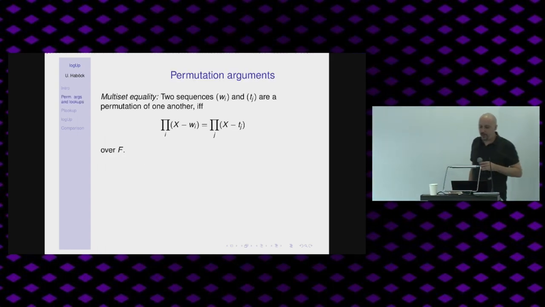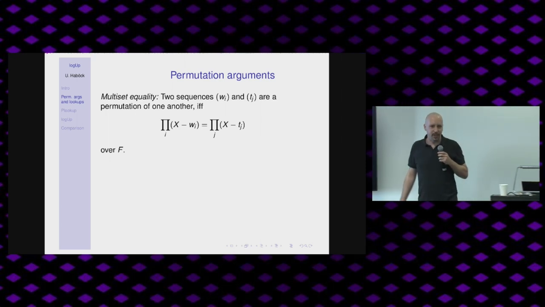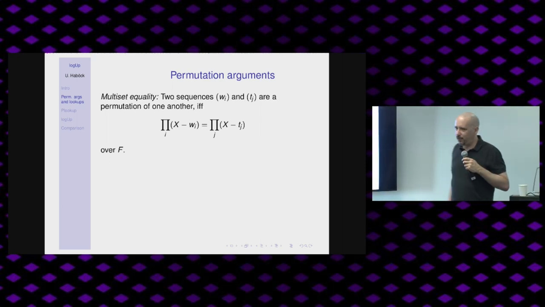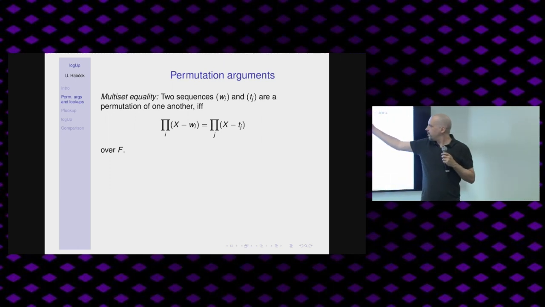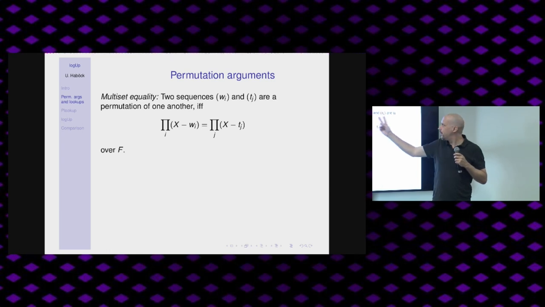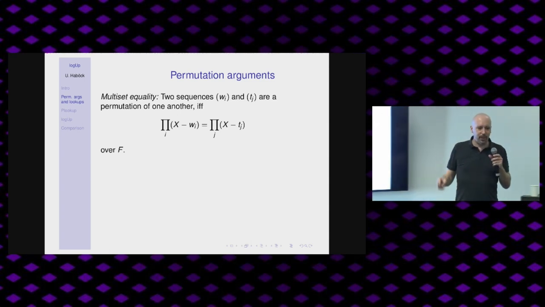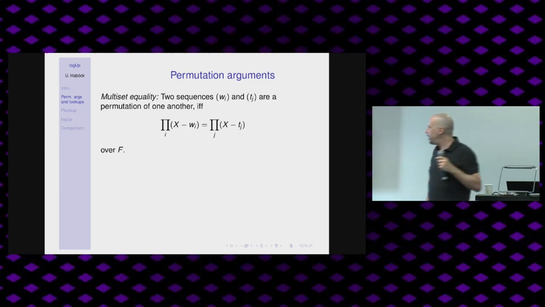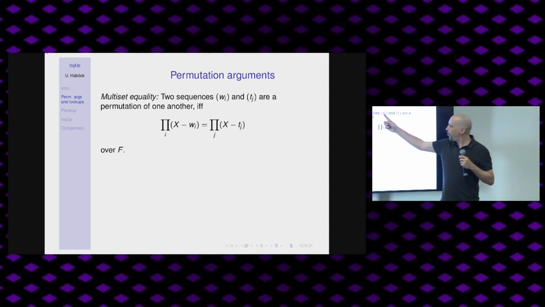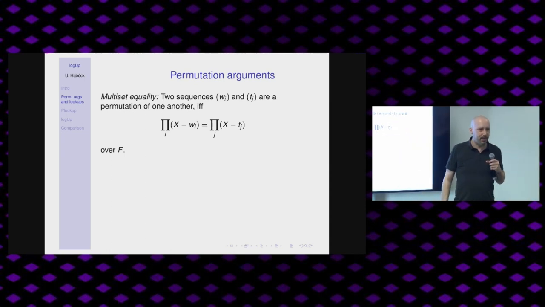Okay, so multiset checks, permutation arguments. So how do they work? Typically, you do just one thing. What do you want to prove? You have two sequences. Here, this is the witness sequence. That's typically the table sequence. In this case, they're of equal length, say. And you want to prove that these sequences are the same up to permutation. So that means if here one value occurs three times, it has the same occurrence number here. So that's why it's called multiset equality or multiset check.